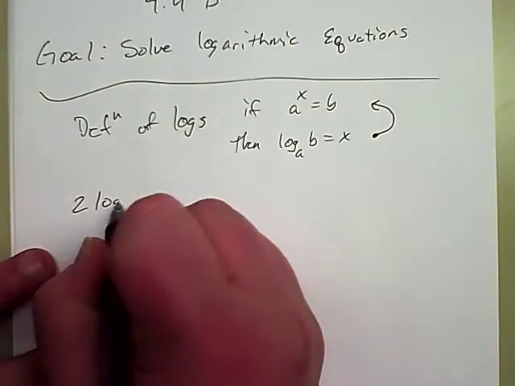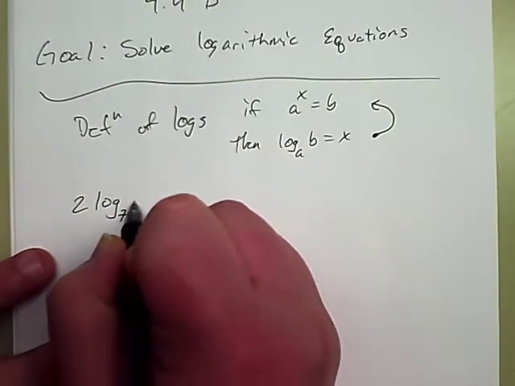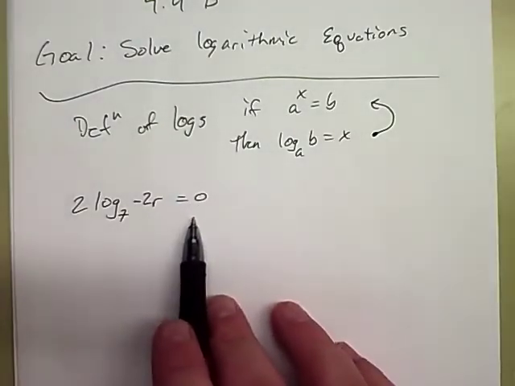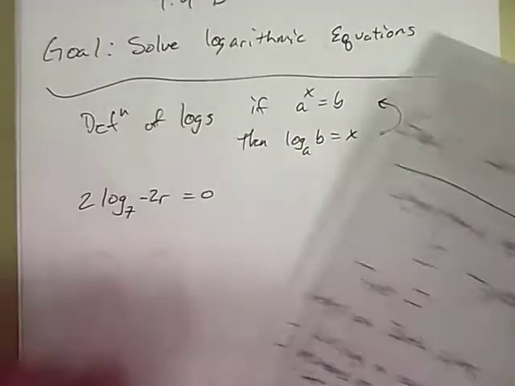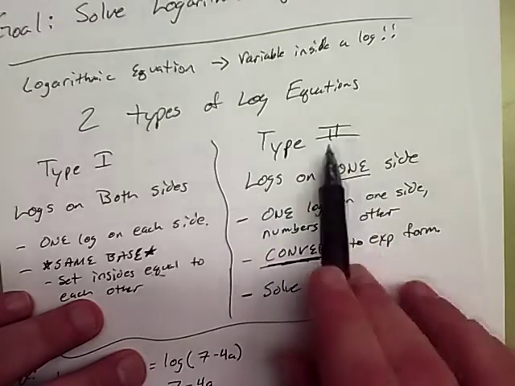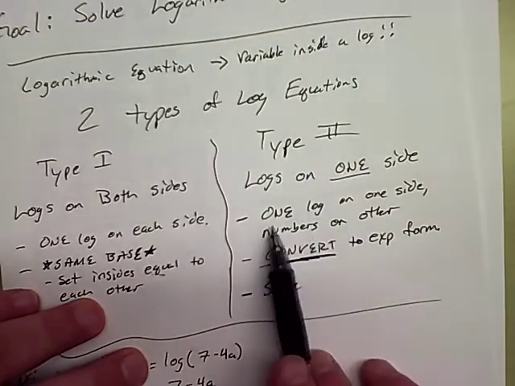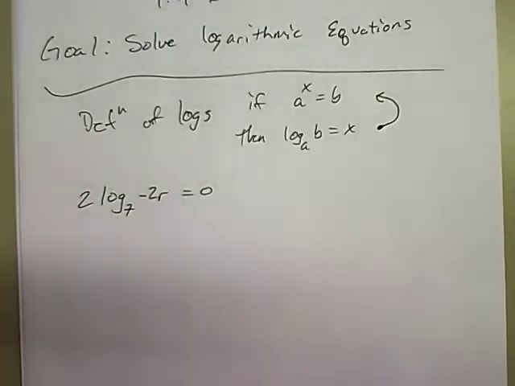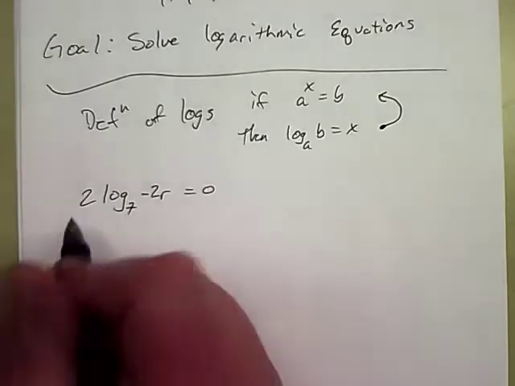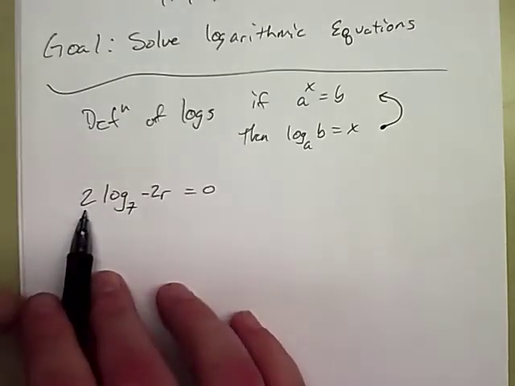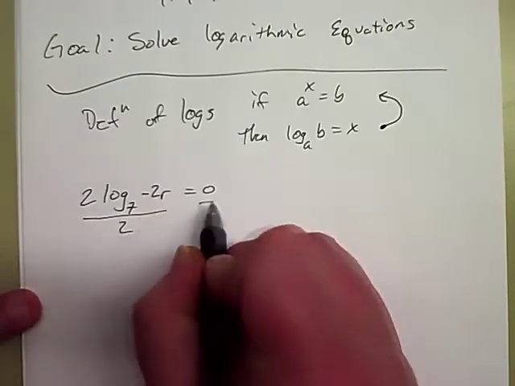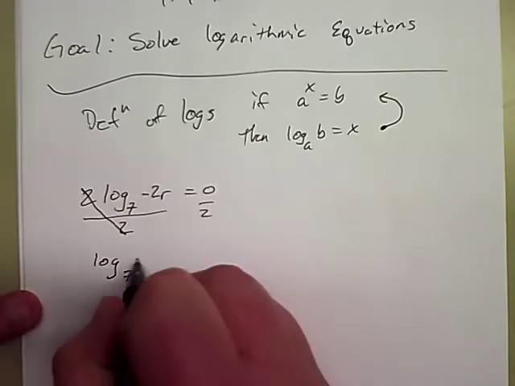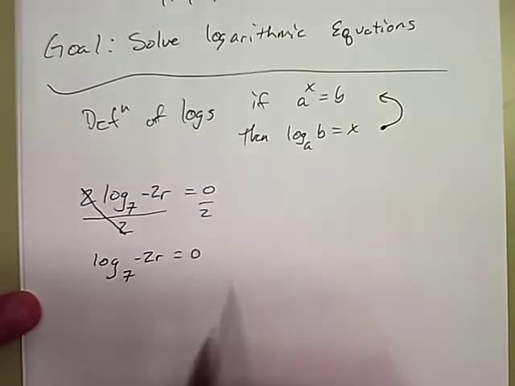It says 2 log base 7 of negative 2r equals 0. Now, when I first look at this, I'm going to ask myself, do I have logs on both sides or just one side? And here I see I only have logs on one side, so again, that tells me it's a type 2 equation. I want to make sure that I only have the logarithm here. Well, there's a 2 in front, so this is a multiplier. If I divide by 2, I'm rid of the 2, and I'm left with log base 7 of negative 2r. 0 divided by 2 is still 0.